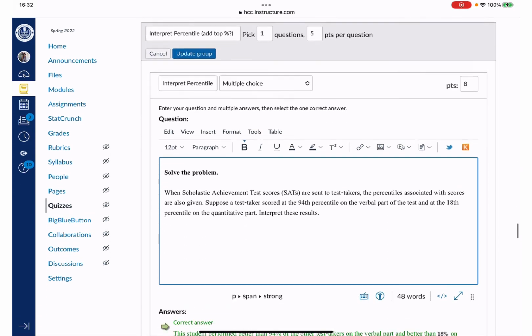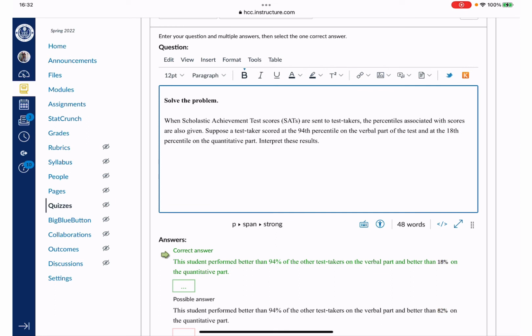What do we have here? When Scholastic Achievement Test scores, SAT, are sent to test takers, the percentile associated with the score is also given. Okay, suppose a test taker scored at the 94th percentile on the verbal part of the test, and at the 18th percentile on the quantitative part. So how to interpret the result?